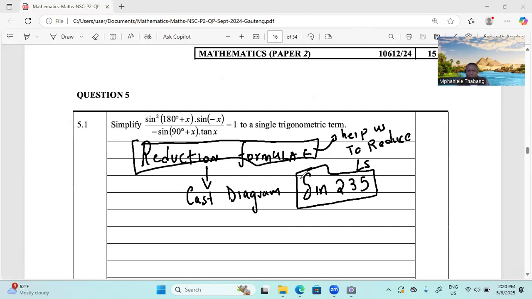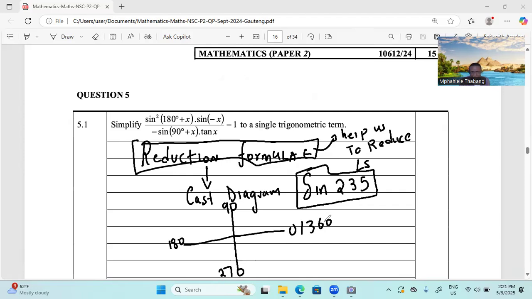Let me look at my cast diagram. Remember, I'm using the skill of the reduction formula to reduce the angle, so I must involve the cast diagram. The cast diagram is going to be very, very important when we're working with the reduction formula. So I'm going to the cast diagram, which is 0, 90, 180, 270, and 360.